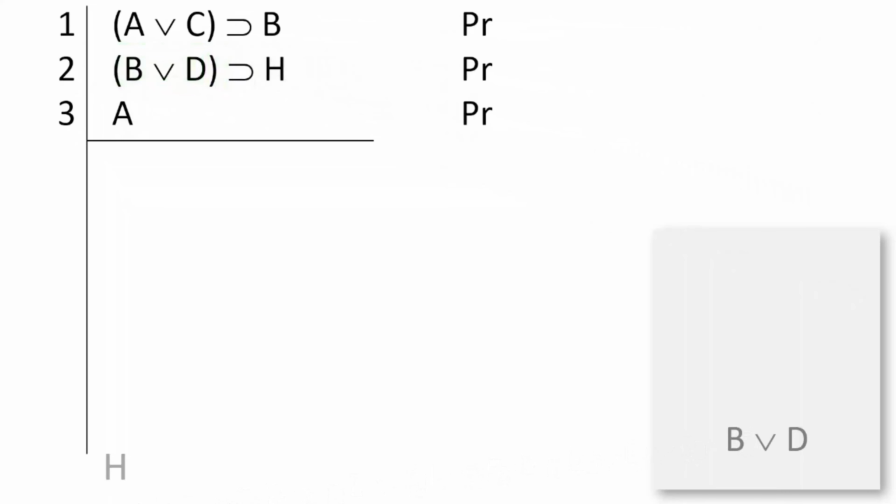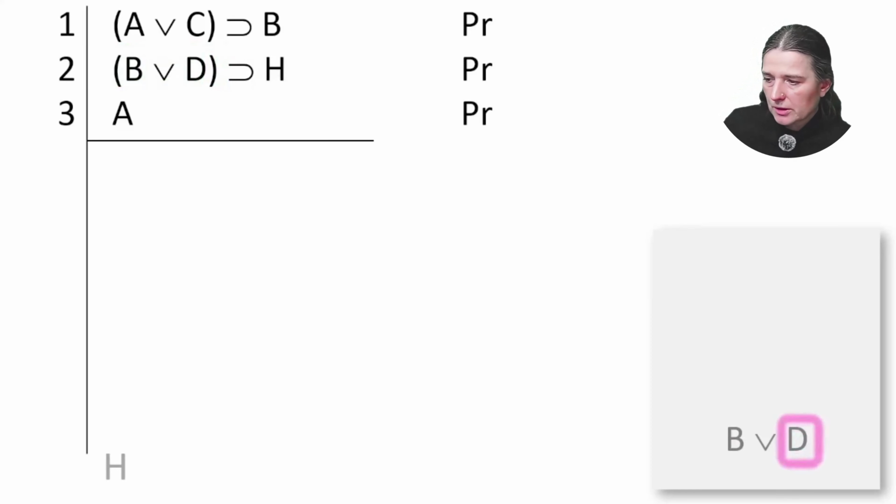How can we get B or D? Now, B or D is a disjunction. We don't find it anywhere except in the antecedent of the conditional in line 2, but we know we can't get it from there. On the other hand, we've just learned a rule, addition, which allows us to add anything we want to a disjunct. So if we could obtain B on its own, we could add D. Alternatively, if we could obtain D on its own, we could add B.